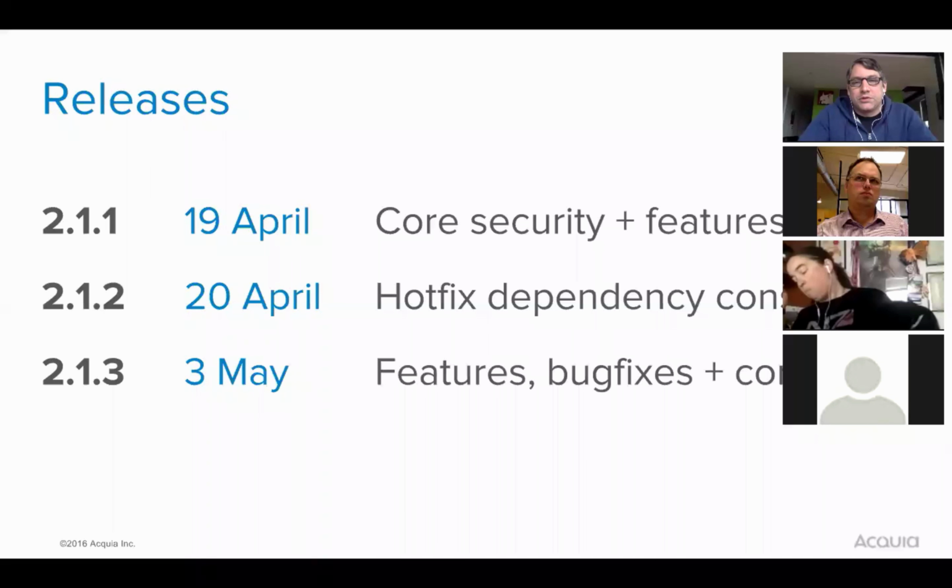So 19 April was a Core security release, plus some features in Lightning. And then 20 April, the day after, was a hotfix release from Lightning because of a mistake in our dependency tree. And then 3 May, which was 2 weeks ago, was another Lightning and another Core patch release with a couple of features and bug fixes. So I'll go over those quickly.